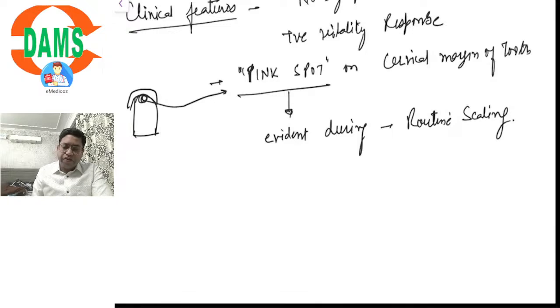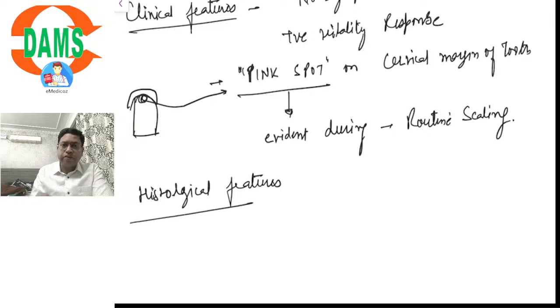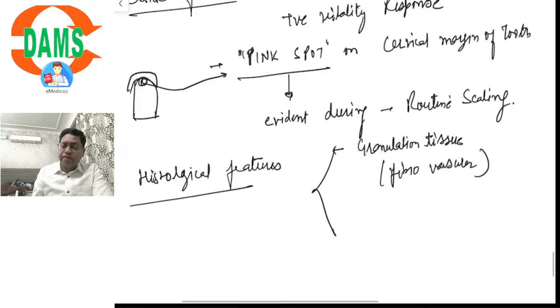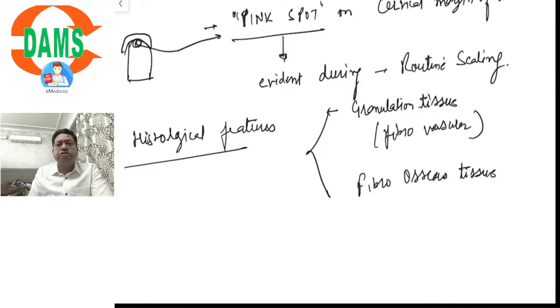If we talk about histological features, histologically two types of tissues are there. Granulation tissue, that is fibrovascular tissue, and fibroosseous tissue in the lesion, bone-like tissue. So two types of tissues are found, granulation and fibroosseous tissue.